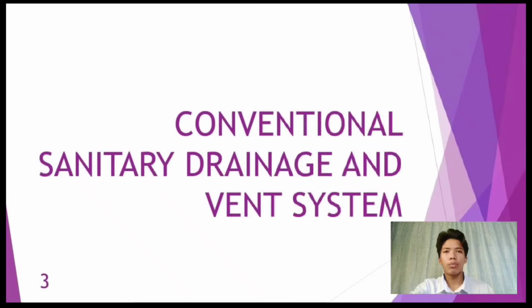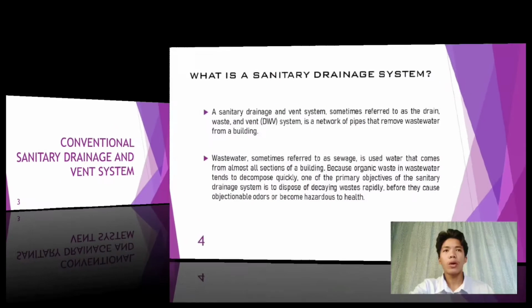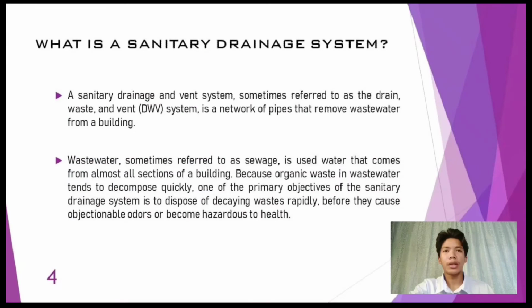From BSc E2D, and today I'm going to report on the conventional sanitary drainage and vent system. So, what is a sanitary drainage system? A sanitary drainage and vent system, sometimes referred to as a drain, waste, and vent system, is a network of pipes that removes wastewater from a building. Sabi dito, ito yung mga nakikita natin na mga pipes na nilalagay sa isang bahay or sa isang building na dinadaanan or nagtatanggal ng mga wastewater.